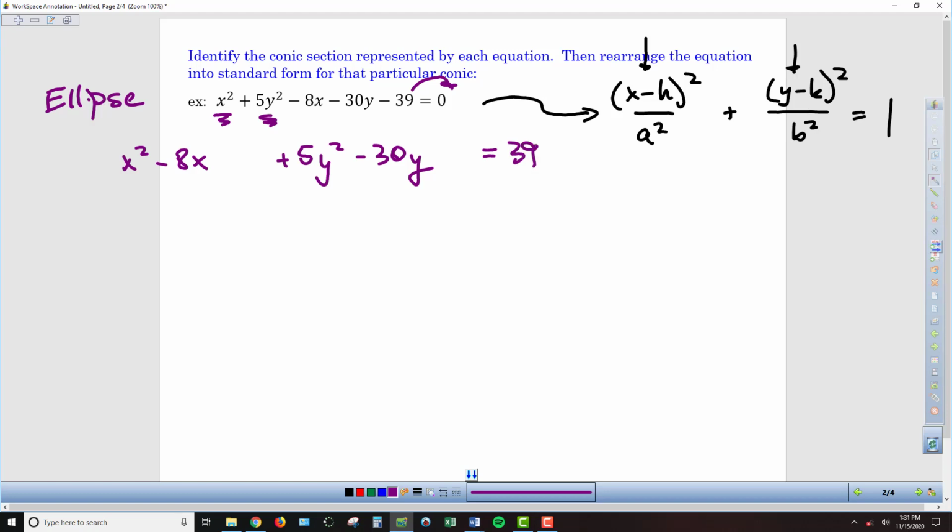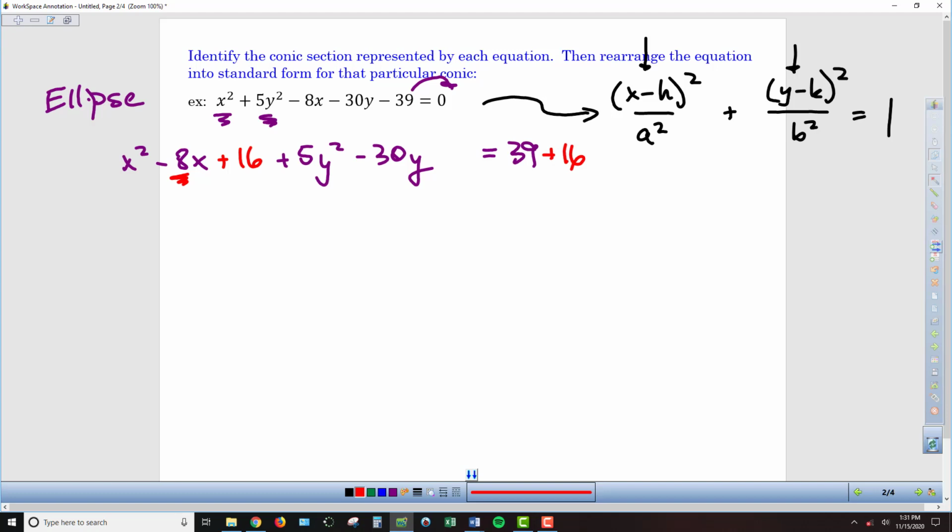Add 39 to both sides. So now I need to work on completing the square for the x's and completing the square for the y's. In the case of the x's, I can go ahead and complete the square as it is right now. I take half of the negative 8, that gives me negative 4, I square it, so that means I'm going to add 16 to complete the square there. And so I have to add 16 to the other side of the problem.